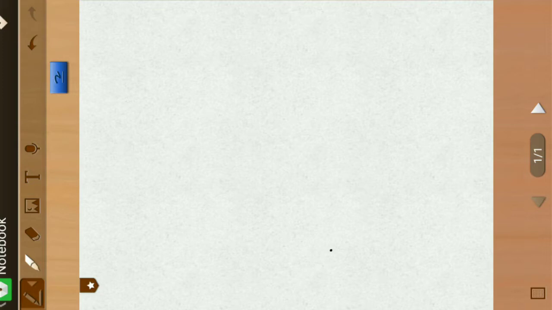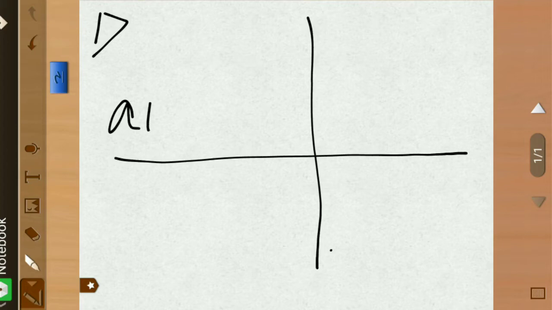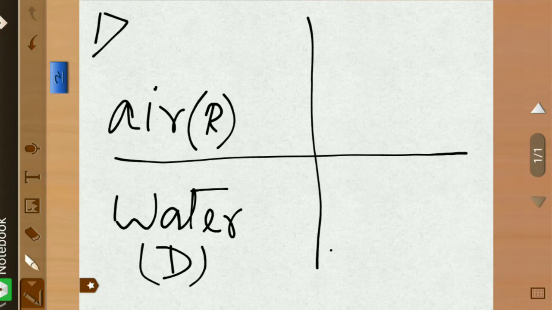Now three cases I will discuss. First one is case number 1, when the ray is coming from air, meaning rarer medium, to denser medium. So for the rarer medium I have given the air and for the denser medium I have given the water. Okay, R and D I am writing. Now the ray is coming from the rarer medium. This is the incident ray and this is the angle of incidence. So when it is entering the denser medium, denser means obviously optically denser medium.